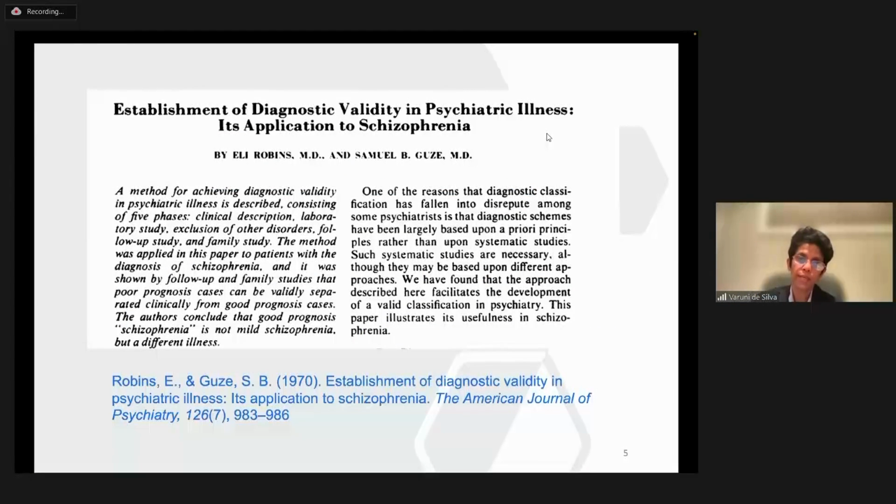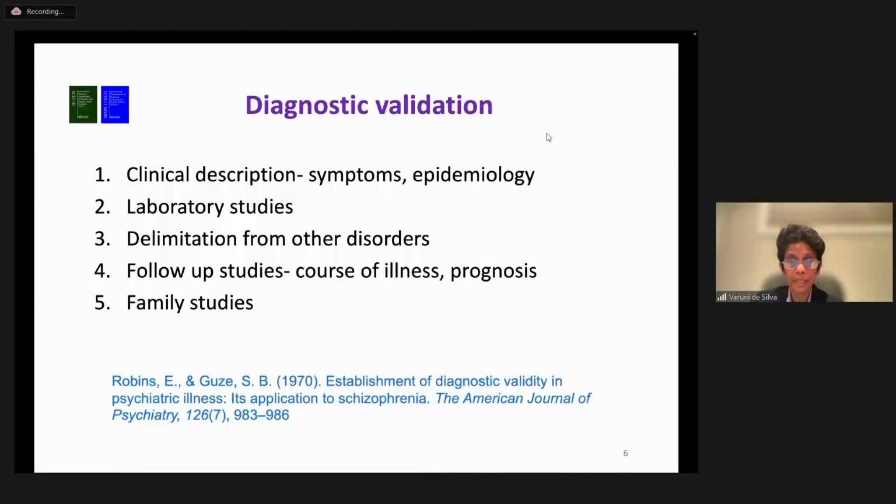So on the validity of psychiatric illness, I think this is one of the landmark articles, and I especially suggest the trainees access and read this. It's not a very long article. It's by Robins and Guze, and you can access it online. They published this article in 1970, and they talked about how we can set up a diagnosis for a psychiatric illness. What are the criteria to say that this disorder actually exists?